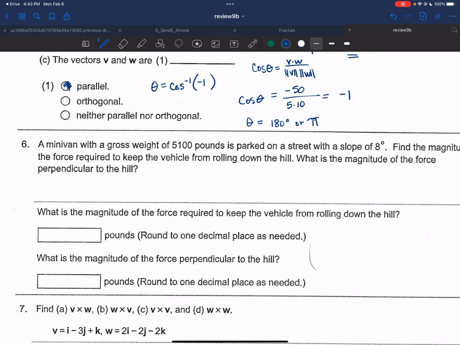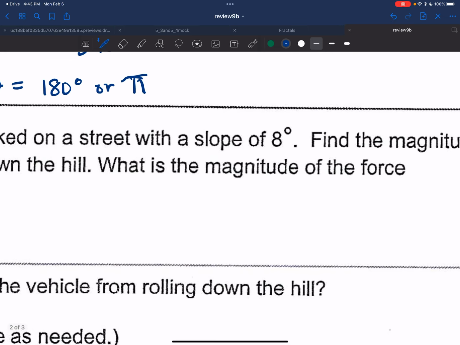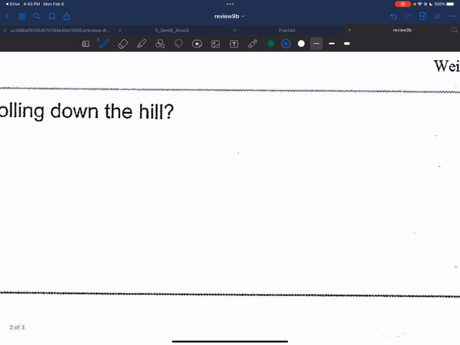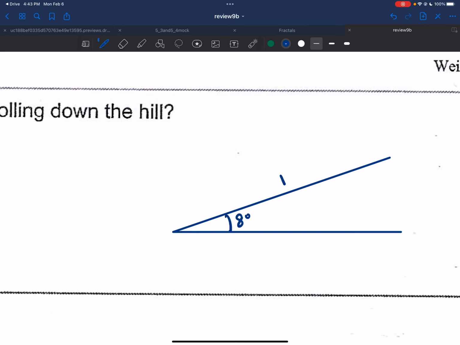What is the magnitude of the force perpendicular to the hill? I'm not going to ask you something like this because it assumes that you know a little bit about some of the stuff going on. When we're looking at an 8-degree hill, let's call that car or the minivan, let's just assume it's a box, right? It wants to know what force is going to keep it from rolling downhill.